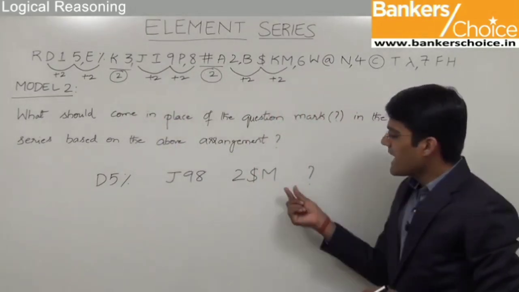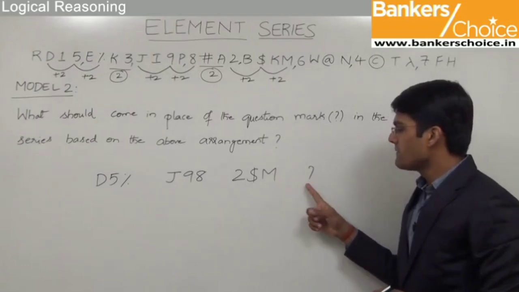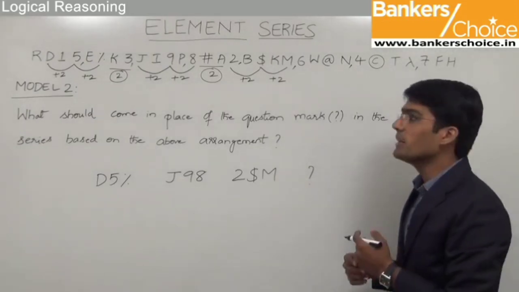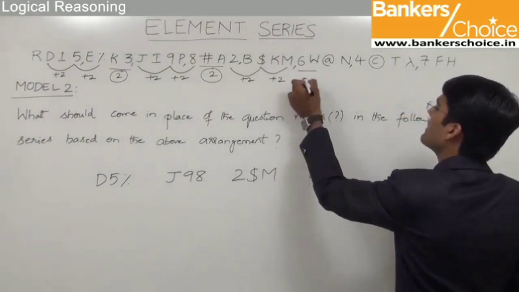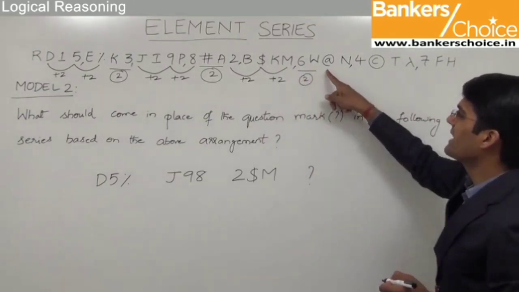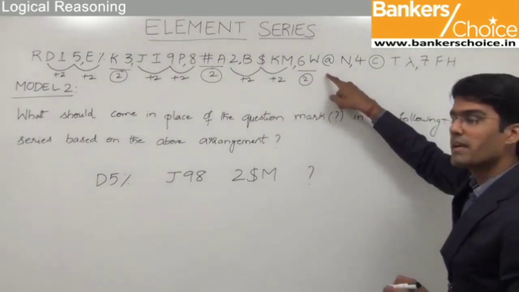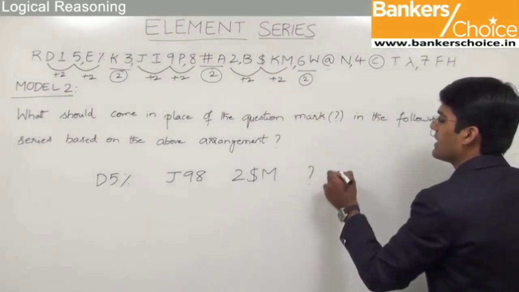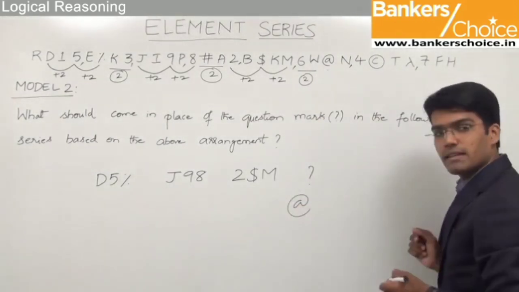So it is very clear that the distance between m and the first element of the next set should also be 2. So here the distance should be 2. So leaving 2 elements after m, we can understand that the first element of the missing triplet should be at the rate. So the question mark should be at the rate.